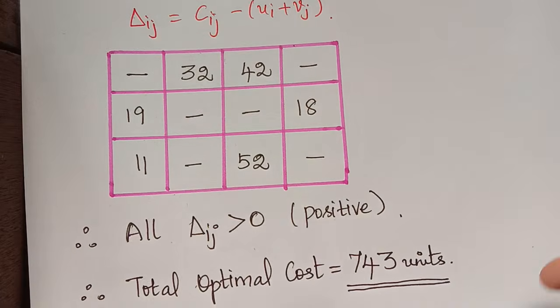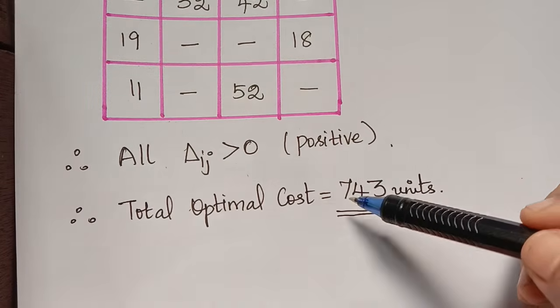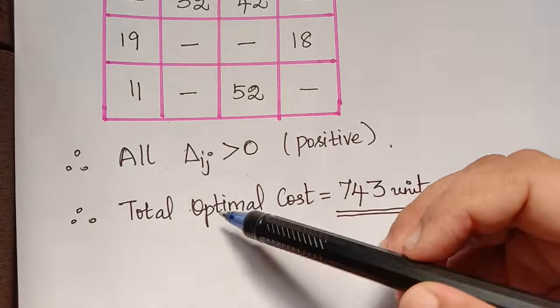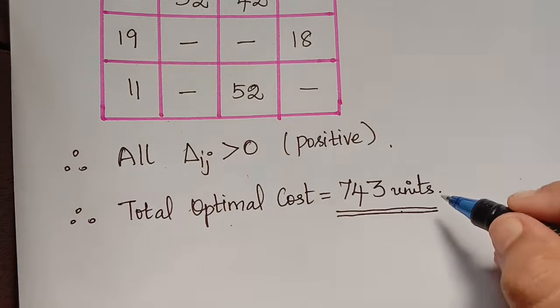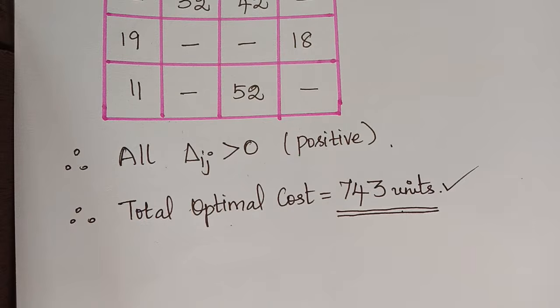Then we can conclude that the second allotment table, which gave us the solution 743, is the optimal solution. So we need not reduce the transportation cost further. This has given us the optimal solution. Hope you have understood this problem. Thank you.